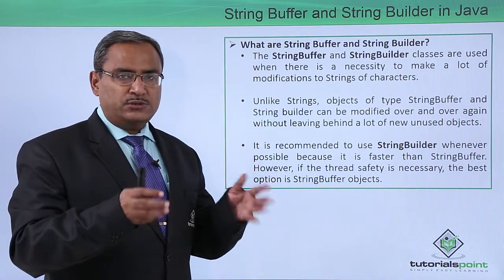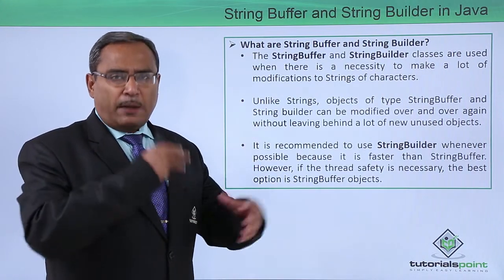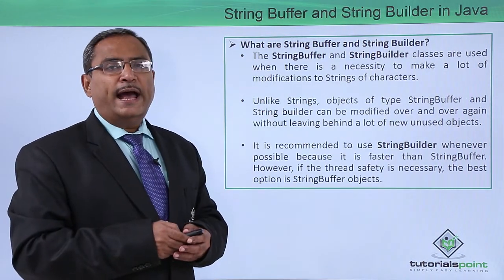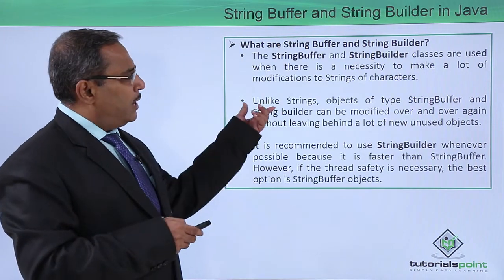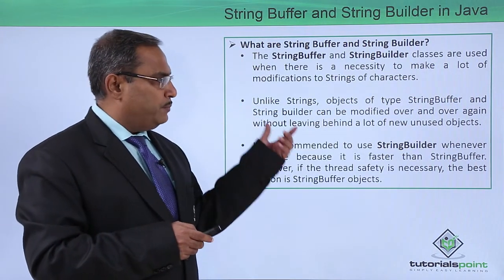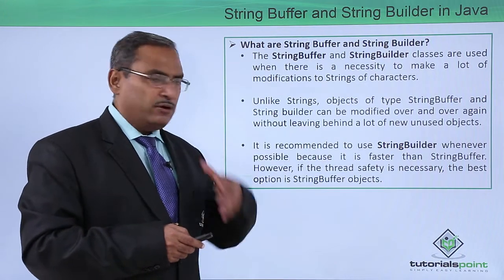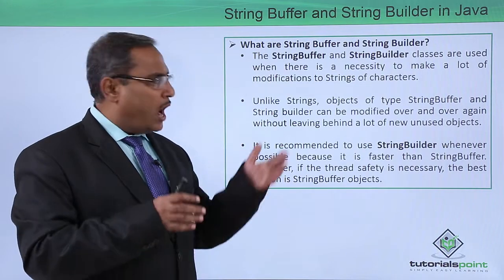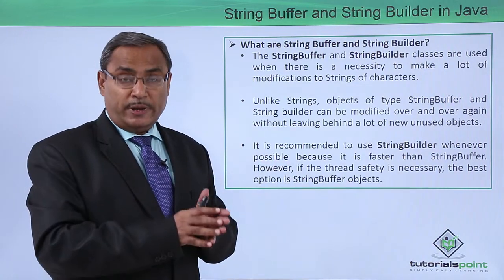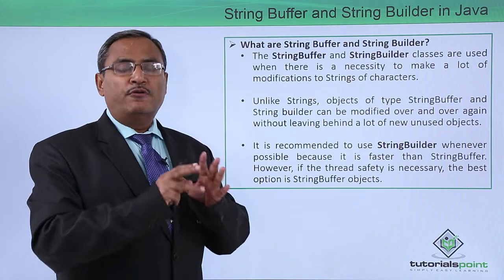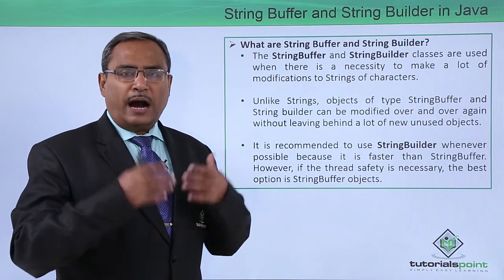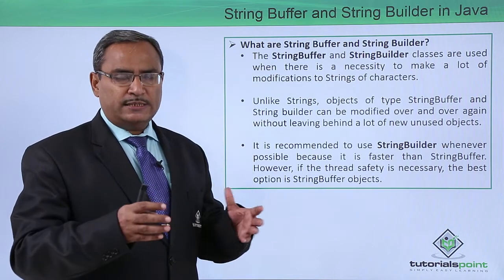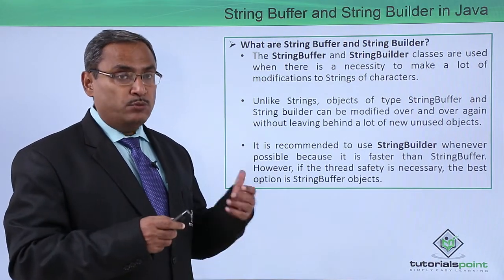In those applications where frequent and rapid updates in the string content take place, you can go for string buffer and string builder class objects. Unlike strings, objects of type string buffer and string builder can be modified over and over again without leaving behind a lot of new unused objects. That's why the memory utilization will be fruitful, and we can go on doing the updates on these objects as many times as we want.